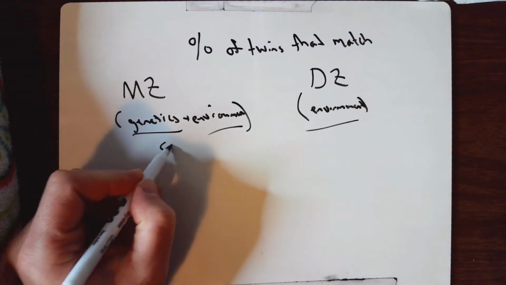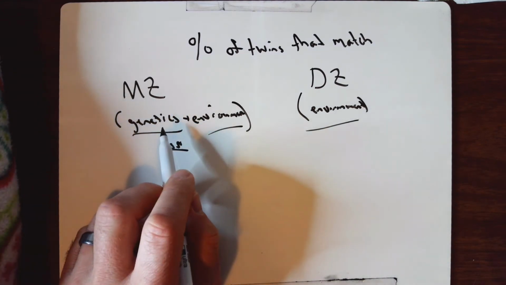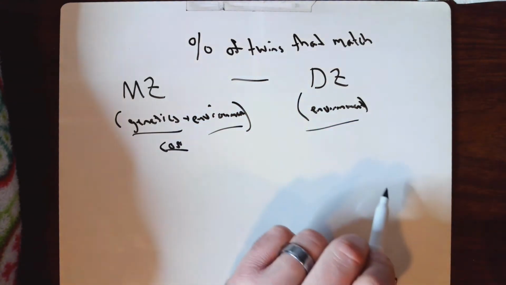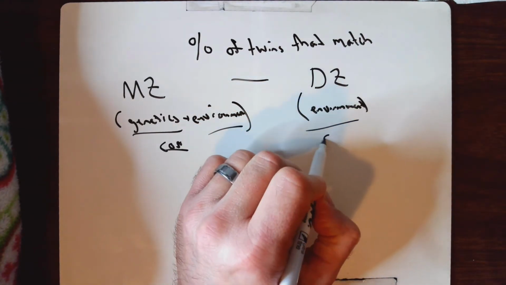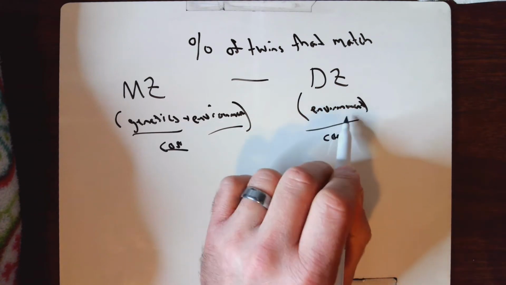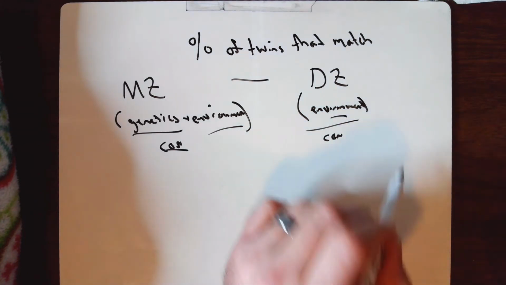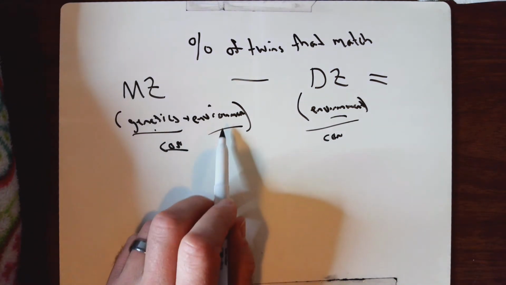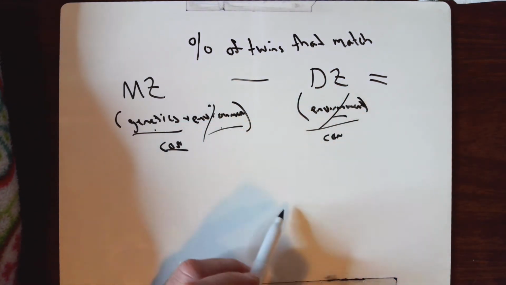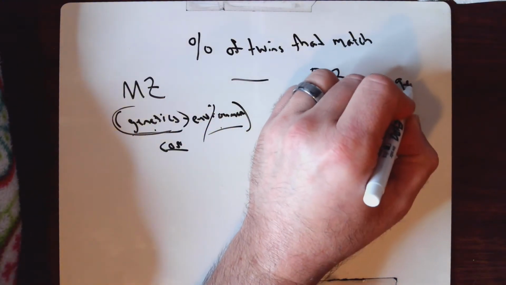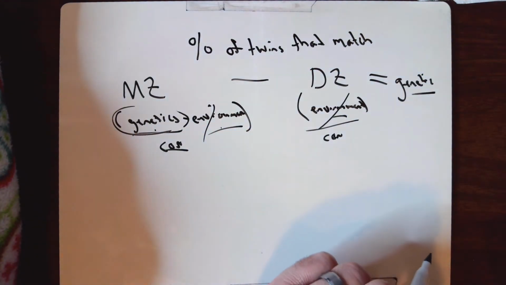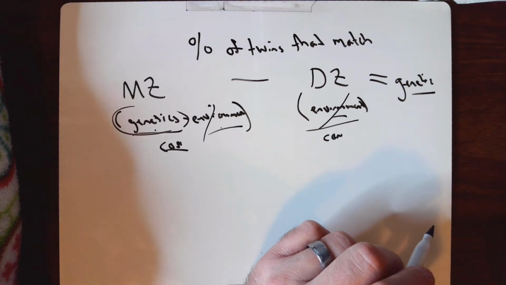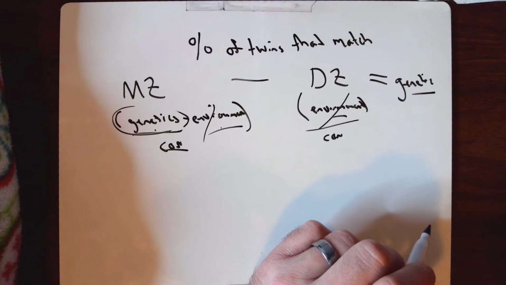So if we take the concordance of monozygotic twins, which represents genetic and environmental similarities, and we subtract from it the dizygotic concordance, which is largely due to environmental similarities only, what are we left with? Well, let's look at it. If we take the genetics and the environment and we subtract out the environment, we're left with the genetic component of the trait. And so that's what we use this differential of concordance for. We use it for determining the genetic component of the trait.